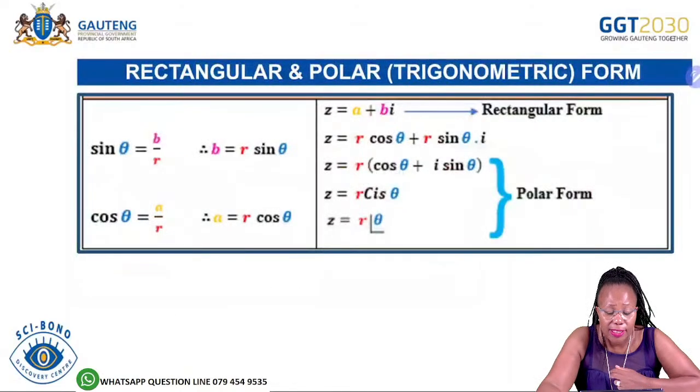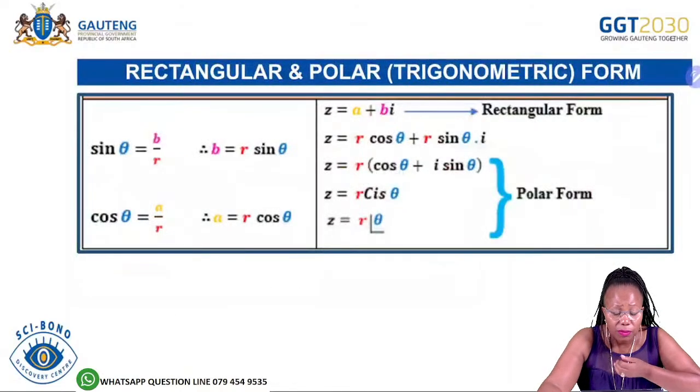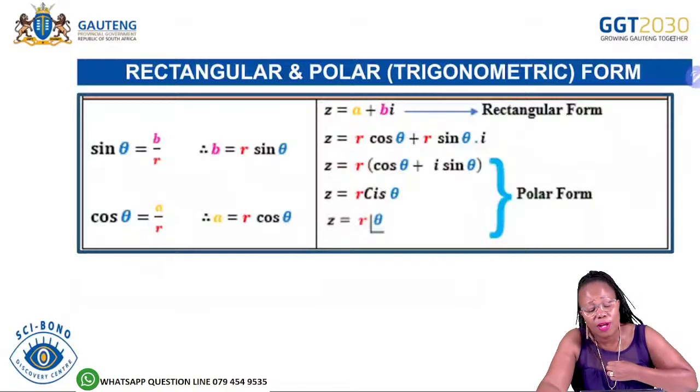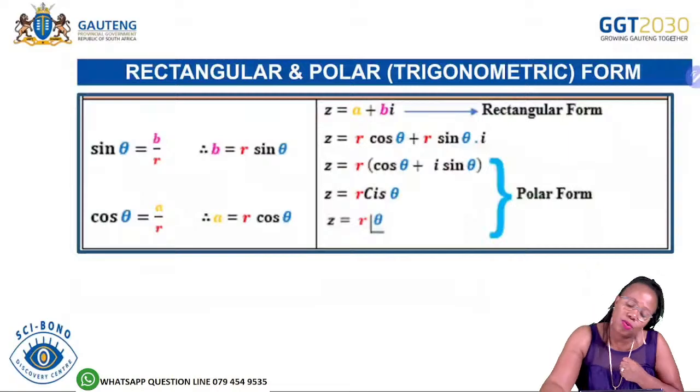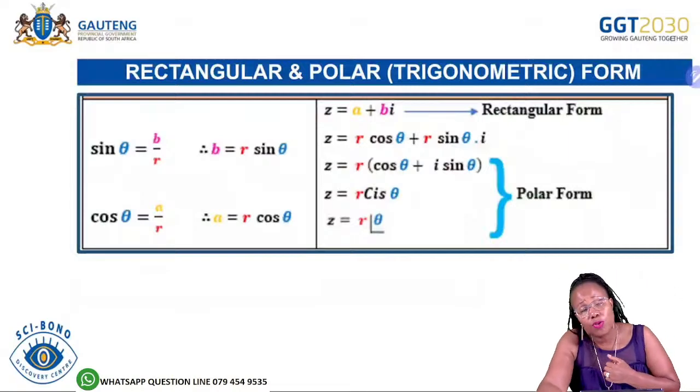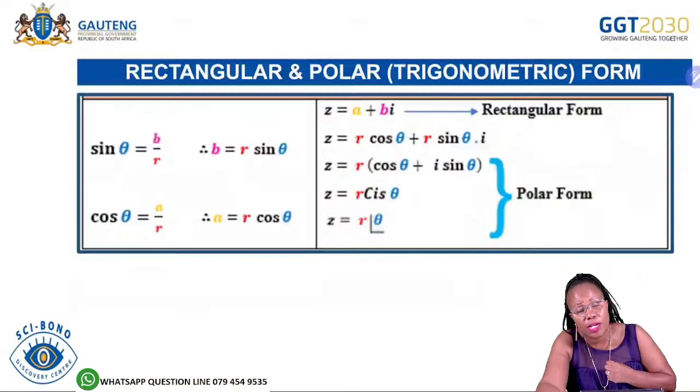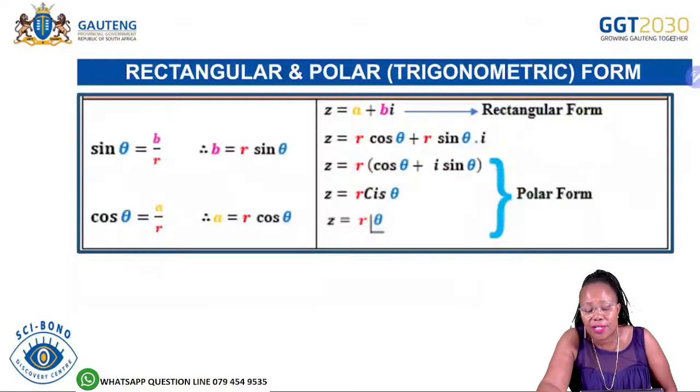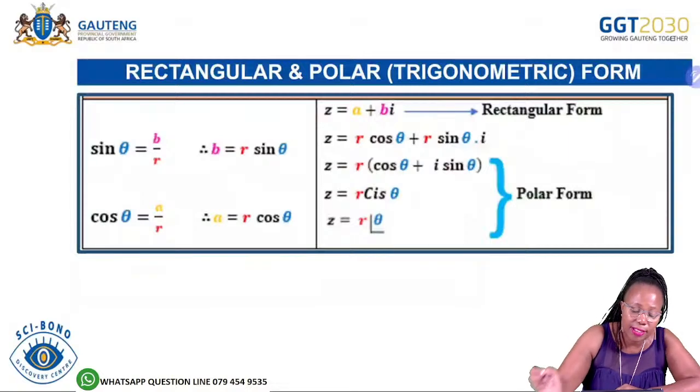So where does this come from now? The rectangular and the polar form. You can take the rectangular form to polar, and the polar back to rectangular form. You must be able to do both. If they don't say polar, they will say trigonometric form. Trigonometric form and polar form are one and the same thing.